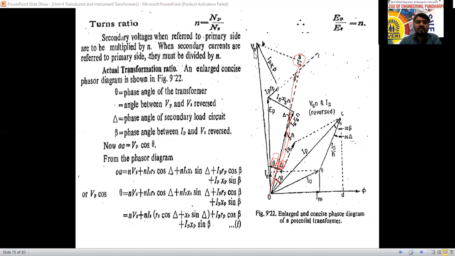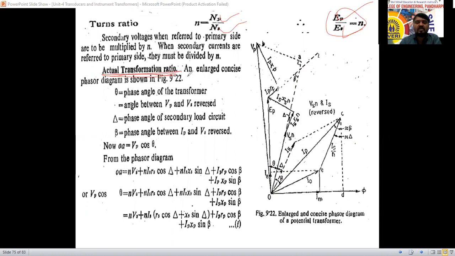Now see here, the turns ratio you already know: n equals Np by Ns, primary to secondary. Also n equals Ep by Es for the voltages, primary to secondary. We are going to consider that. I will not read this one here. Turns ratio is the actual transformation ratio.